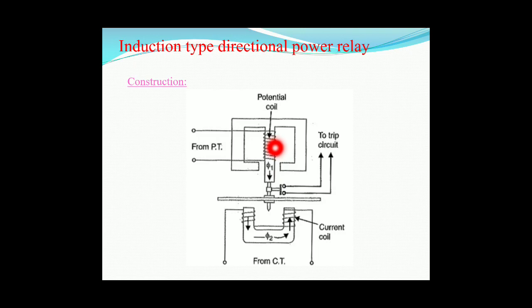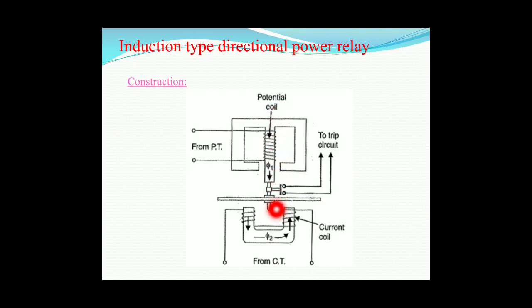The upper electromagnet consists of an aluminium disc. This is the aluminium disc. This aluminium disc is connected to the upper electromagnet. It is free to rotate in between the poles. These are the two poles, the upper pole and the lower pole, of the two electromagnets.